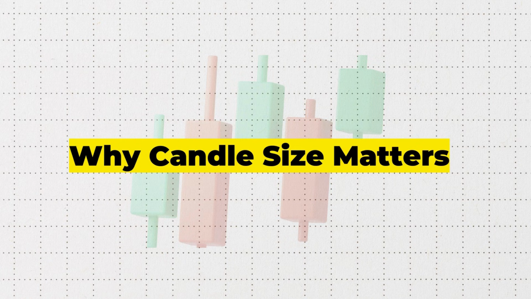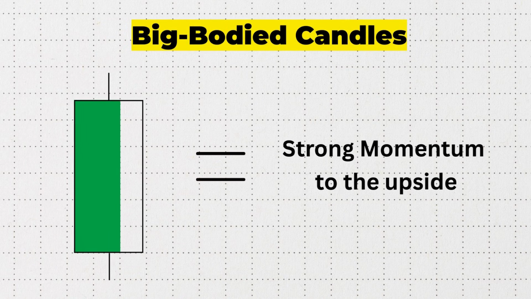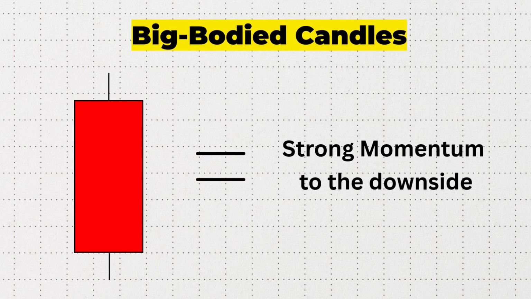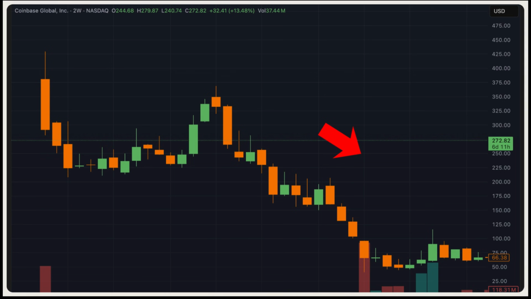Now that we've seen how buyers slowly regain control, let's talk about another key element of reading candles: the size of the candle body. Big body candles usually signal strong momentum. One side, either buyers or sellers, clearly dominated and drove the price aggressively in one direction. These often appear during breakouts or strong trending moves.